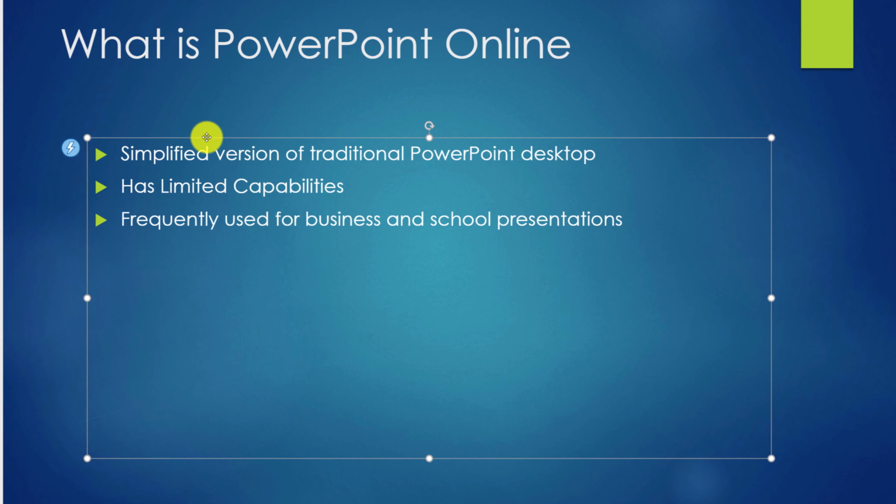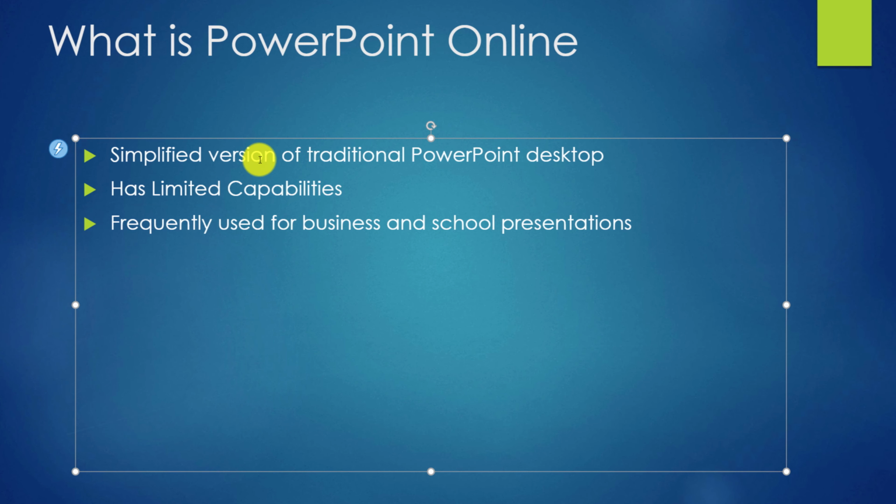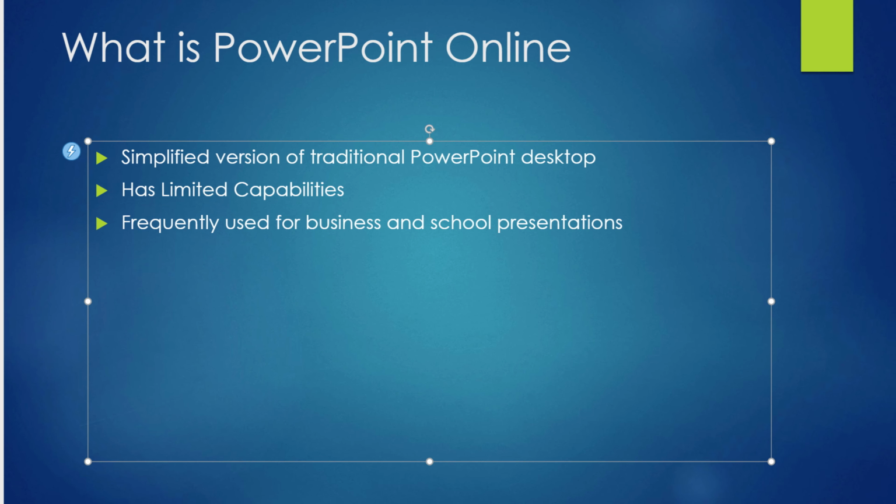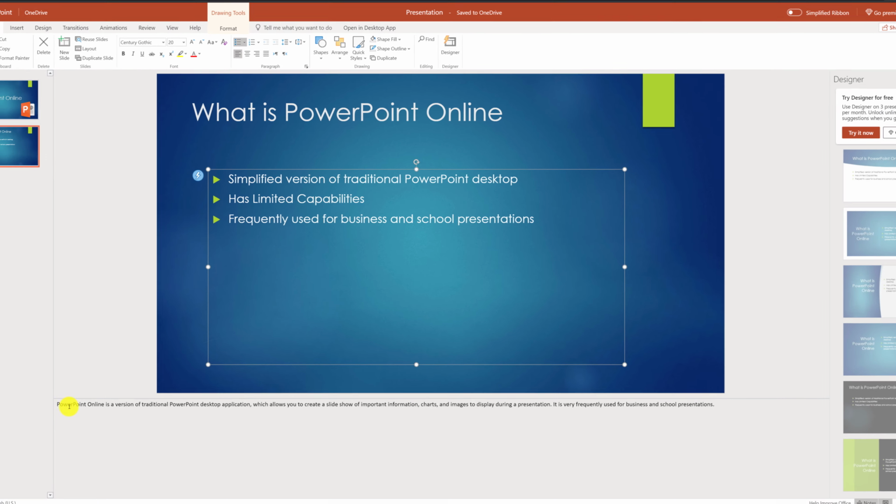Now you can see that I modified the text and only have 3 bullets here on the screen. Simplified version of traditional PowerPoint desktop. So what is PowerPoint Online? The viewers will be able to read the 3 bullets. Simplified version of traditional PowerPoint desktop, has limited capabilities, frequently used for business and school presentations. And I will be able to enhance the presentation by reading the text from the notes.